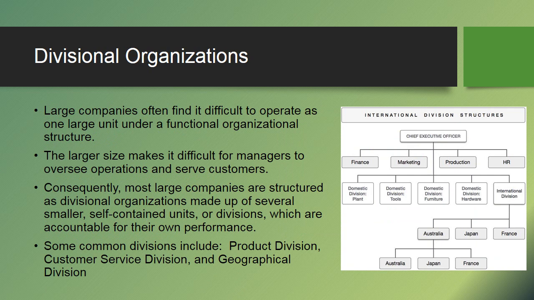Divisional organizations are usually seen with larger companies. The larger size makes it difficult for managers to oversee operations and serve customers. Consequently, most large companies are structured as divisional organizations made up of several smaller self-contained units or divisions, which are accountable for their own performance. Some common divisions include the product division, the customer service division, a geographical division.